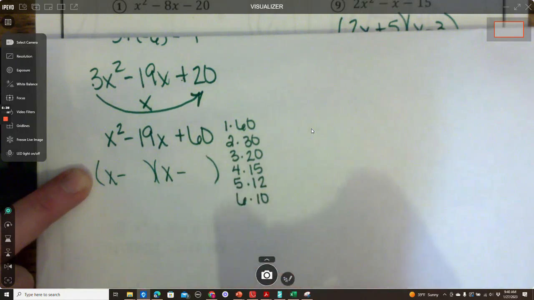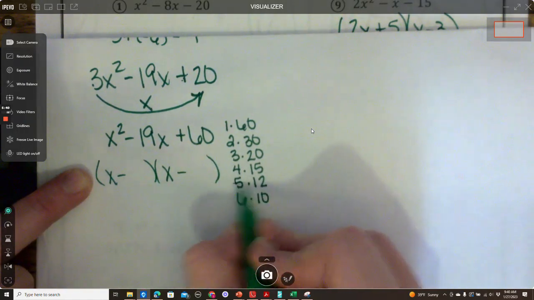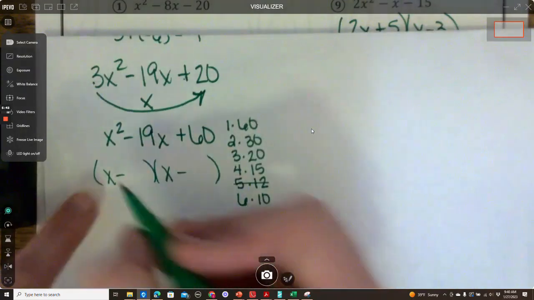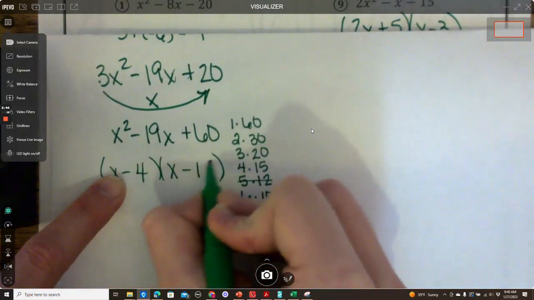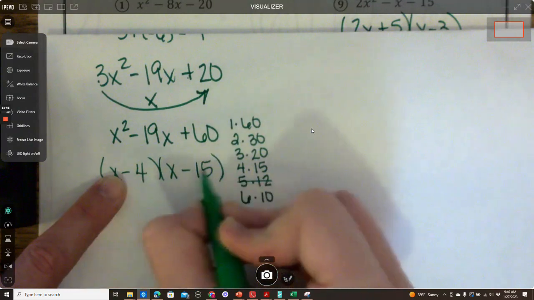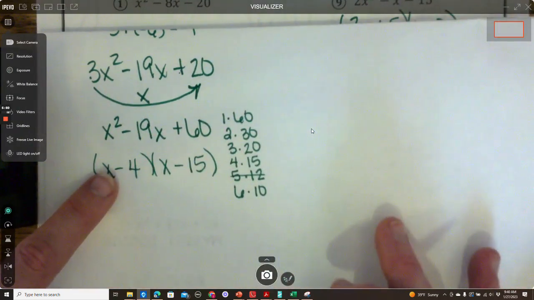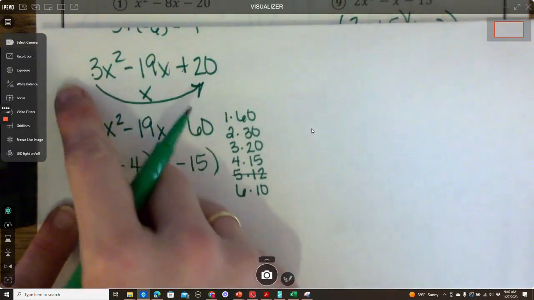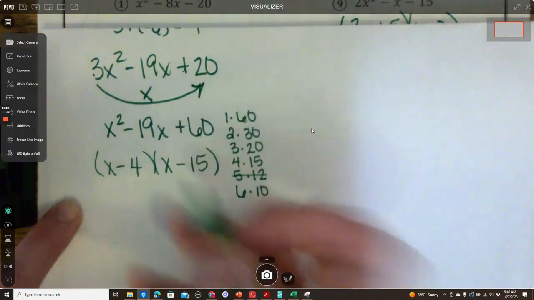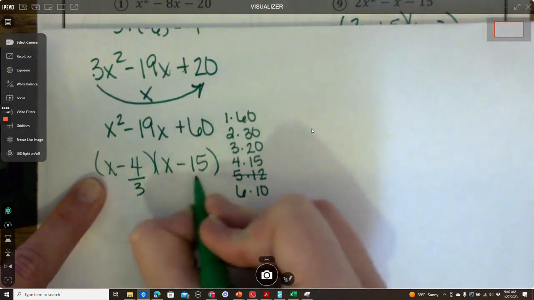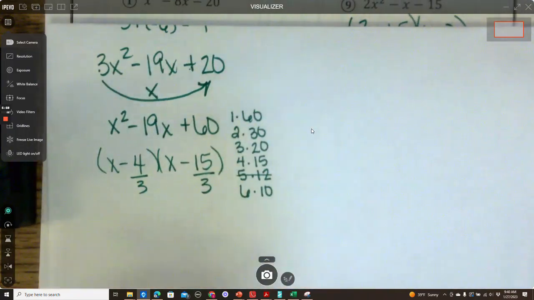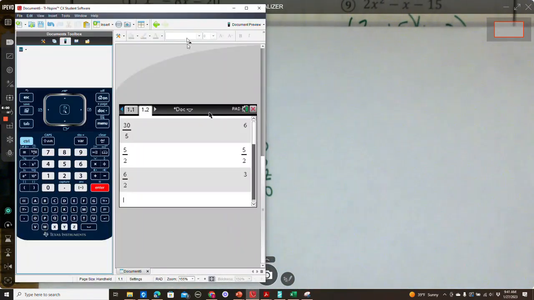Okay, 5 and 12, 17. So that one won't work. 4 and 15. It doesn't matter where they go because they're both negatives. And negative 4 plus negative 15 does make me a negative 19. But we're not done yet. We slipped that 3, so we got to bring it back. And then we got to check our fractions.